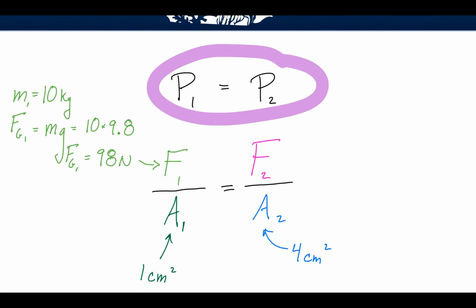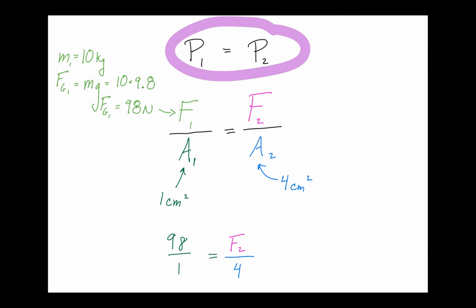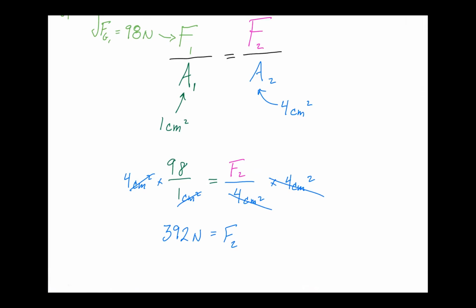And the areas given in the problem, area 1 was 1 centimeter squared and area 2 was 4 centimeters squared. Now for these, the units don't matter as long as I'm paying attention and making sure that the units are the same on both sides. Because for here, I have 1 centimeter squared, and this is 4 centimeters squared. When I multiply both sides by the 4 centimeters squared to move it to the other side, the units of centimeters squared are going to cancel out. So I go ahead and solve, and I get a force 2 of 392 newtons.